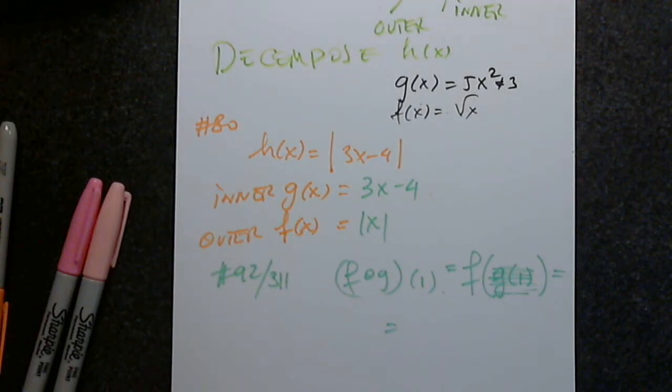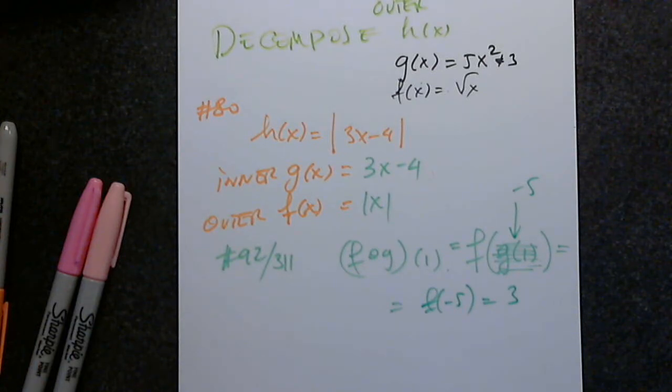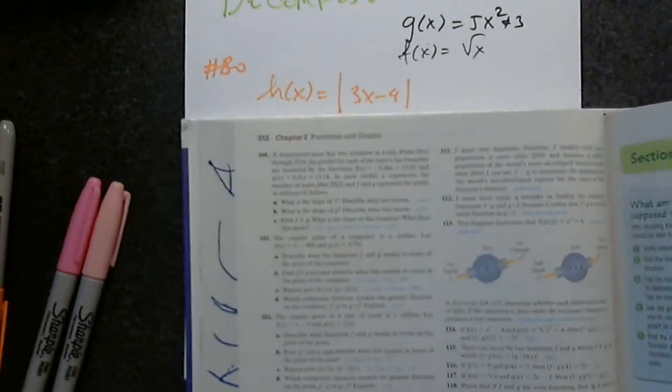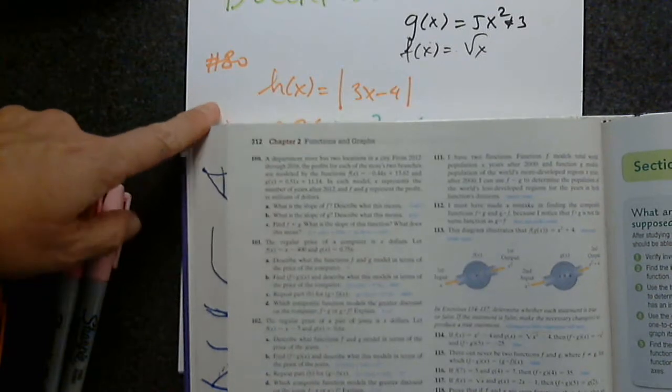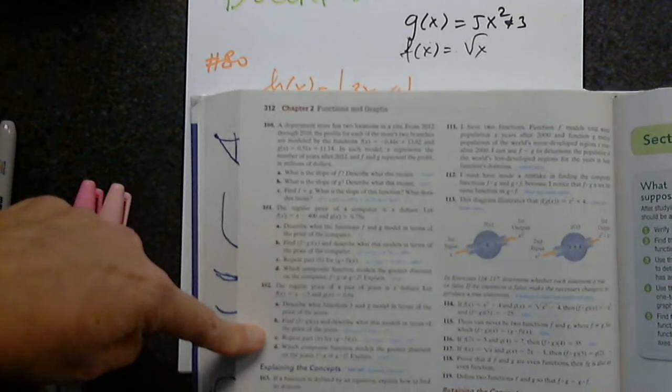So this was -5, and then f of -5 is 3. Any questions here? Now, I'm sure you're wondering why function composition. So let's read the problem. Let's say 102.